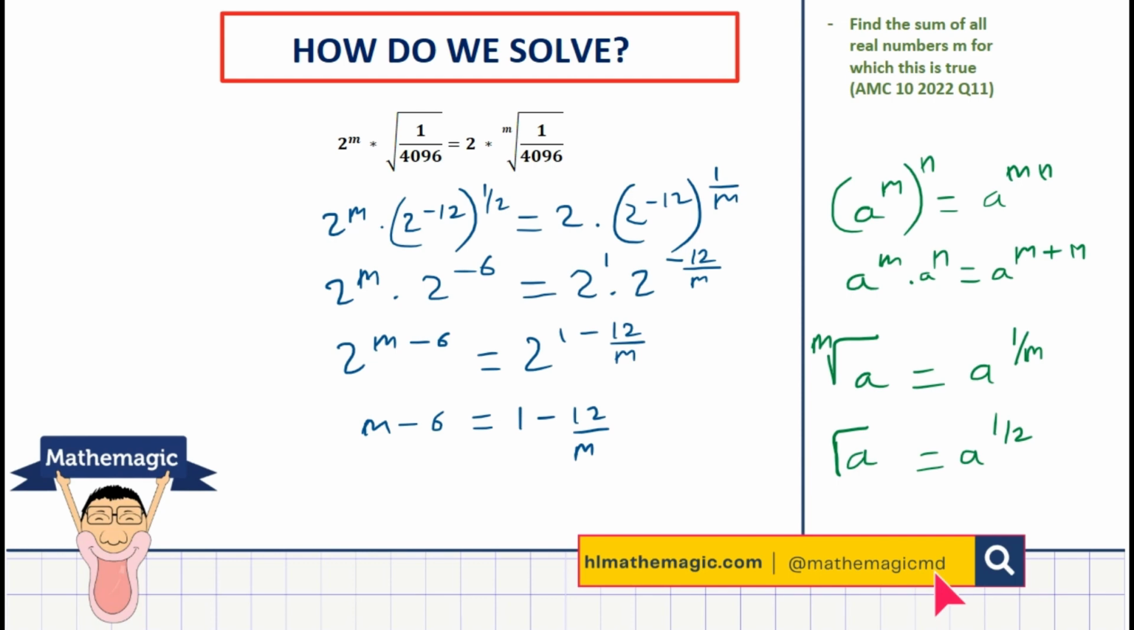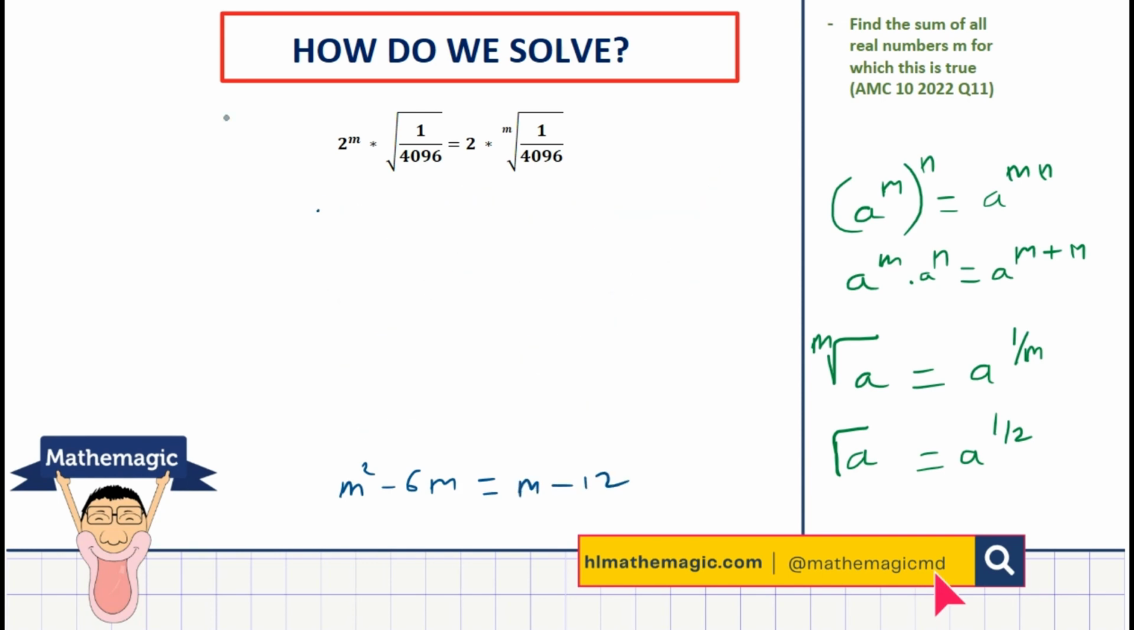If we multiply both sides by m to get rid of this denominator here, we're going to get m squared minus 6m is equal to m minus 12. Moving all the quantities to the left hand side, we can say that m squared minus 6m minus m will be minus 7m, and then minus 12 moving to the left will become plus 12, so this is going to be equal to 0. And so this is a quadratic which is relatively simple to factorize.